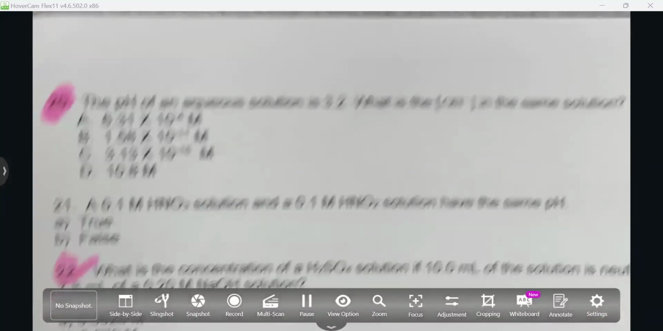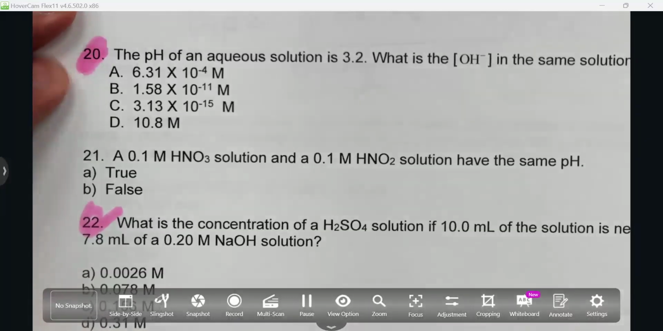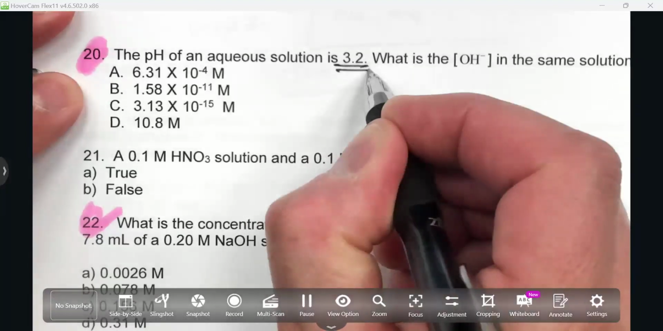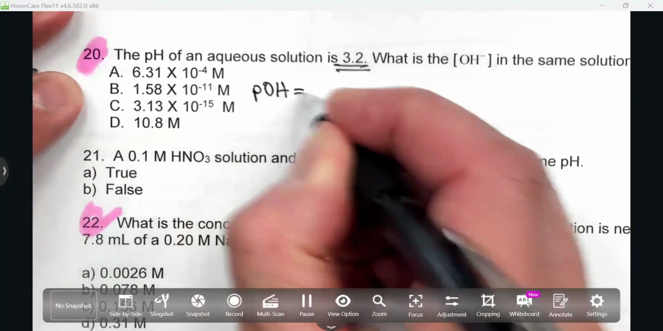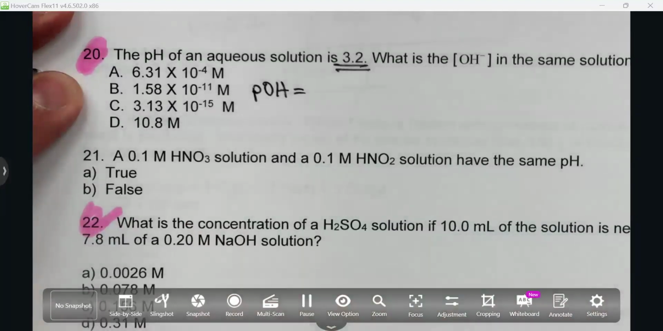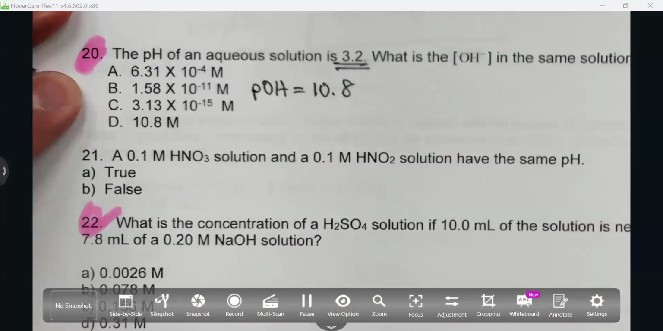Okay, 20. So 20, our pH is 3.2. If that's our pH, what's our pOH? Our pOH would be 10.8, yes.